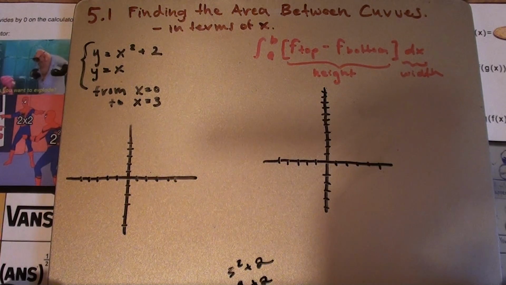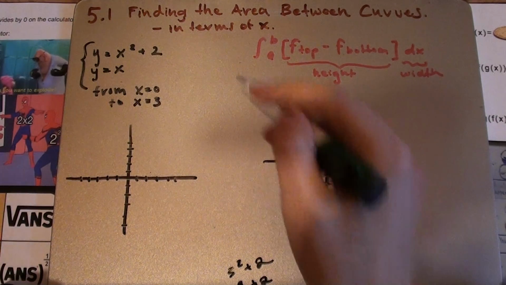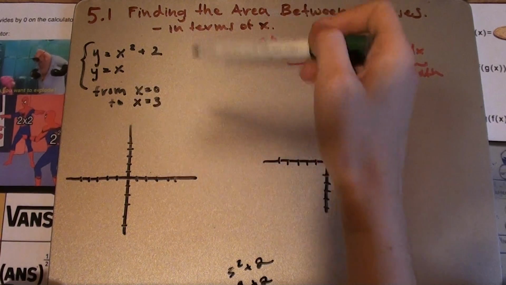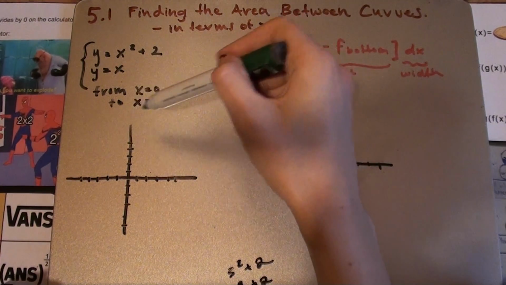Hello again, friends. In this video we're going to be trying to find the area between two curves in terms of x using integration. So before we start using integration, I wanted to recap some of the work we've done in the past, to see where the idea of integration is coming from. In the past, when we were given two functions, you have two formulas and then bounds from x equals 0 to x equals 3.